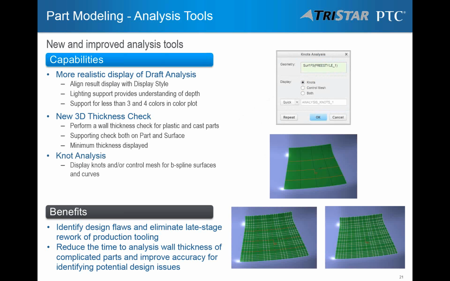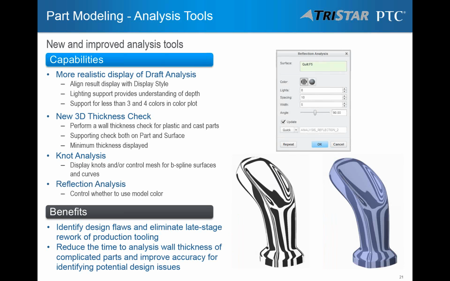We also have a knot analysis tool now that allows us to display knots and/or the control mesh for B-spline surfaces and curves. So this will provide for better analysis of your surfaces. And also we have the ability now, when doing a reflection analysis, to control whether or not to use the actual color of the model. Benefits here are to identify design flaws and eliminate late-stage rework of production tooling, reduce the time to analyze wall thicknesses of complicated parts, and improve the accuracy for identifying potential design issues.